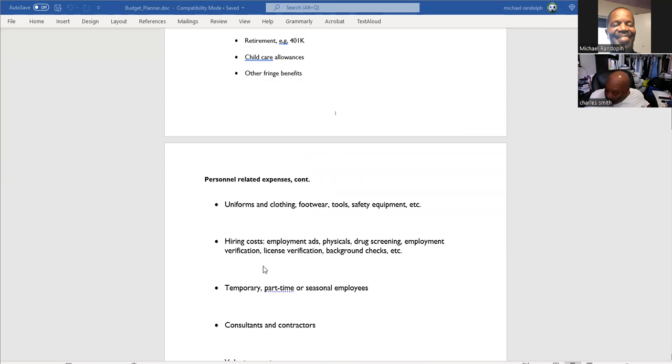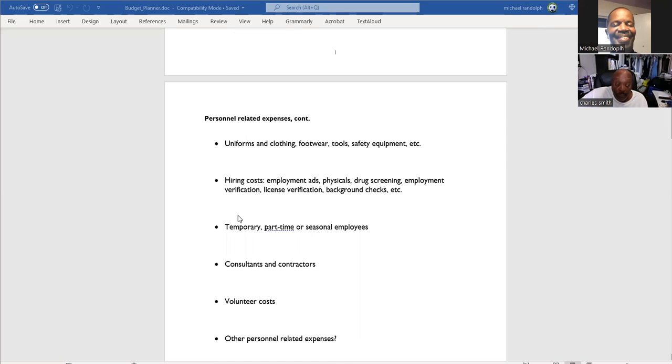Now, some of this might or might not refer to you. For example, I don't think in your organization anybody has to wear a uniform. No. But in some organizations, they do. They wear uniforms, they wear footwear and all that stuff like that.